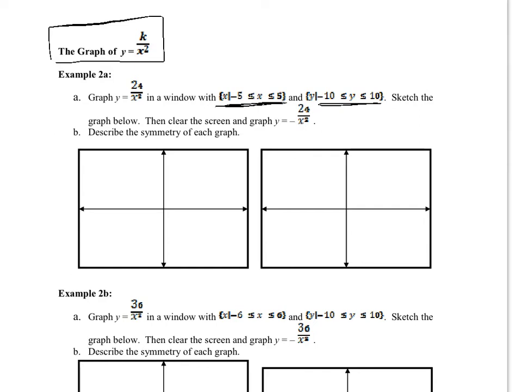Okay, on the left side, we're going to call this y equals 24 over x squared. And on the right graph, it's going to be y equals negative 24 over x squared. Let's do the left one first, y equals 24 over x squared. I'm going to sit and draw what it would look like, but make sure you can graph it in your calculator and see this as well.